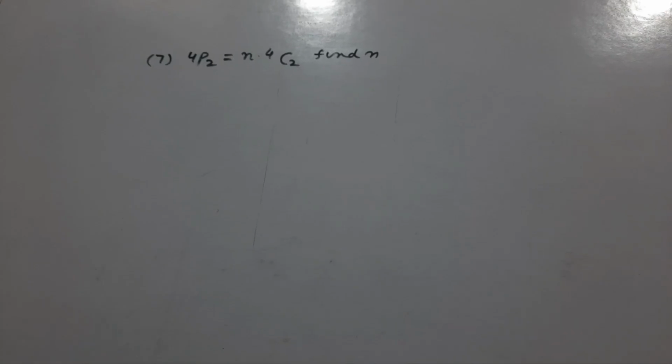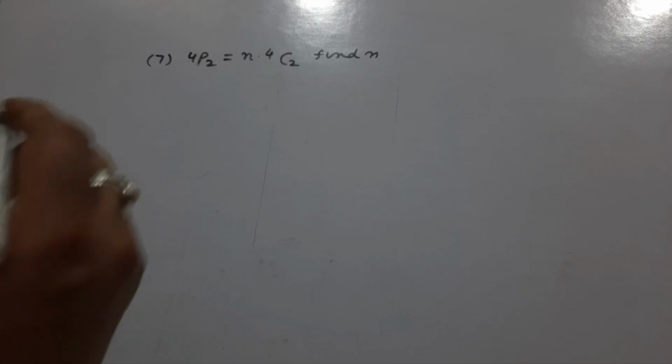Now the question is 4P2 equals n times 4C2. Find the value of n. Sum number 7. Now let us solve it.